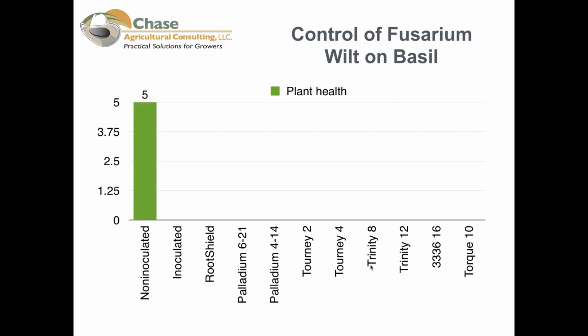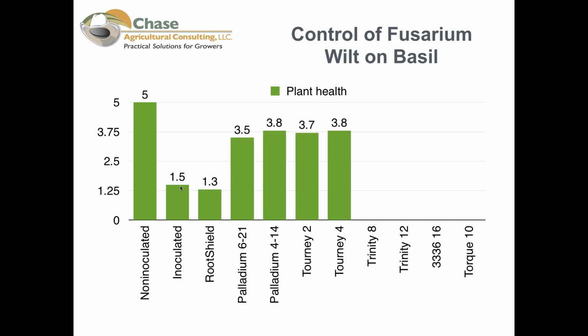In this case, this is the rating of how good the plant was. So a rating of 5 is just 100% healthy and looks great. That's non-inoculated. When they were inoculated, they were just about wiped out. So that low rating shows very poor plant health and a lot of Fusarium wilt. Root Shield did not work in this particular trial. Palladium at different rates, Tourney and Trinity. They work somewhat. The Trinity worked the best at the high rate.